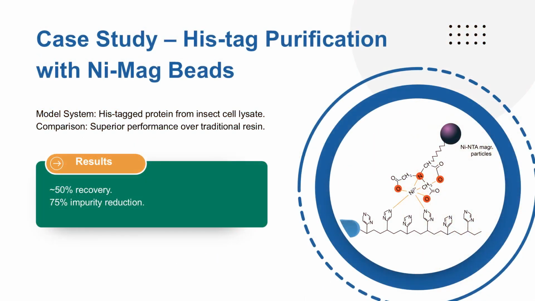Let's look at a case study using Ni-charged magnetic beads. In this experiment, His-tagged proteins from insect cell lysates were efficiently purified using magnetic particles. The result was over 50% recovery and more than 75% impurity reduction, demonstrating the practical effectiveness of this method.